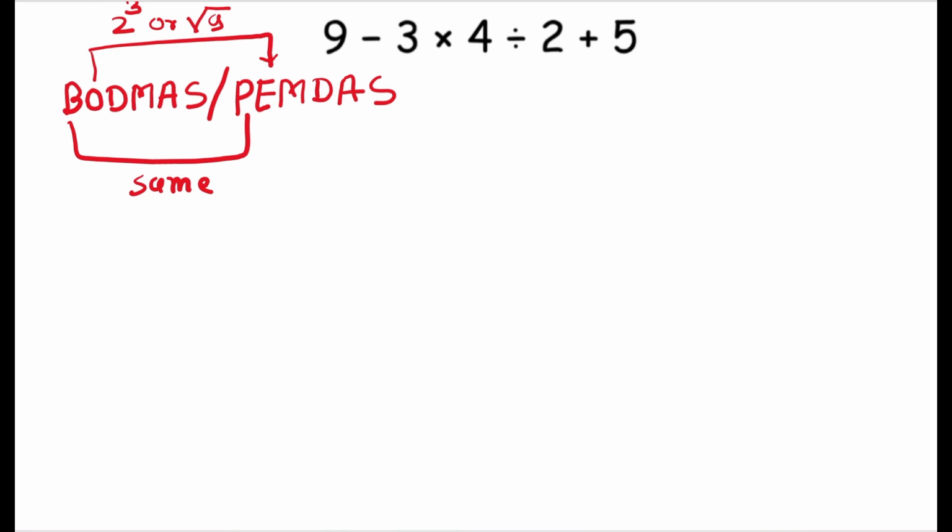And then D and M. D means division, M means multiplication, and they have the same priority in solving this expression. In PEMDAS, M and D have the same priority. And last are addition and subtraction, which also share the same priority. Solve them as they appear from left to right.